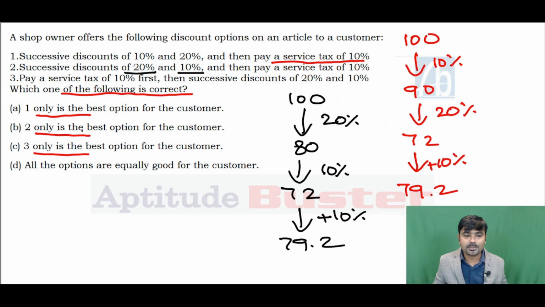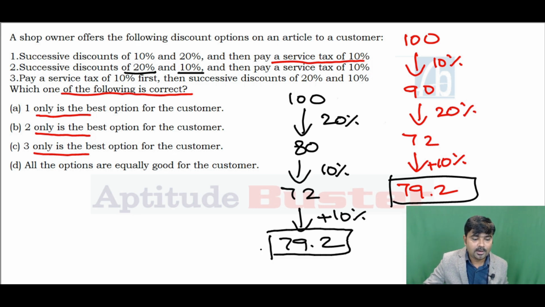Now we understood both are the same, right? Then no need to check the third option. But now I'll check with the third option. I'll explain the third option. But if they give you only like this, once these two are equal, then immediately you can pick that all the options are equally good for the customers. I'll explain the third one.